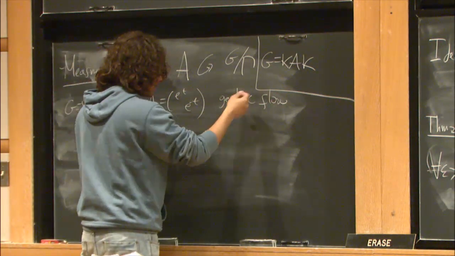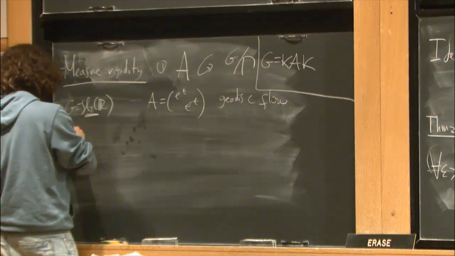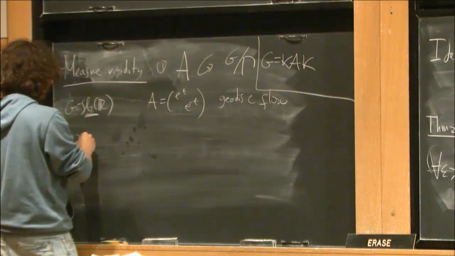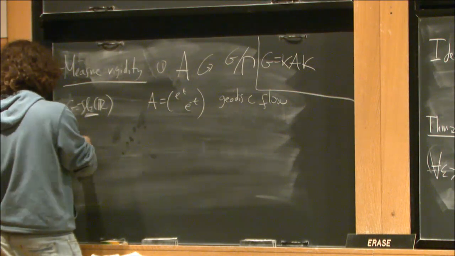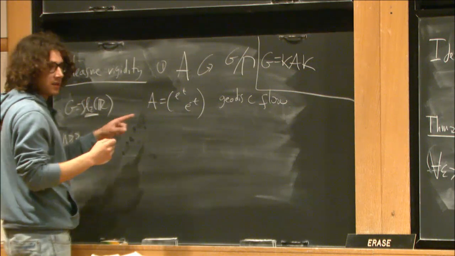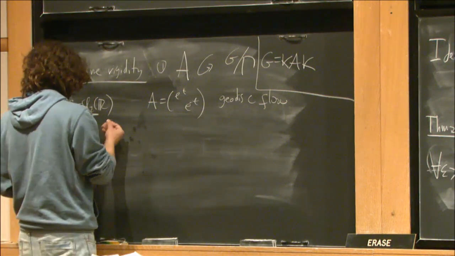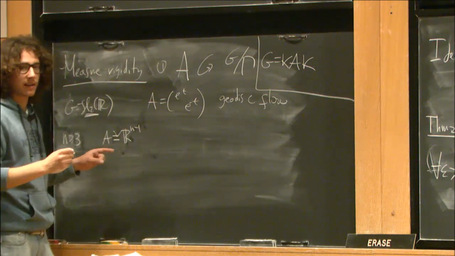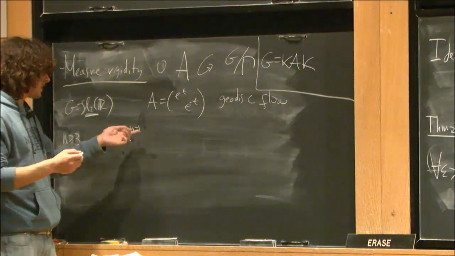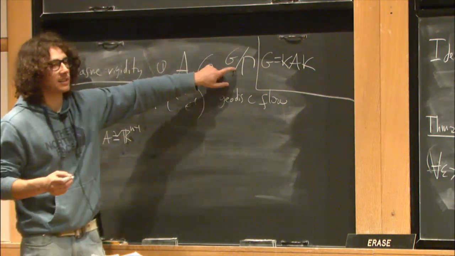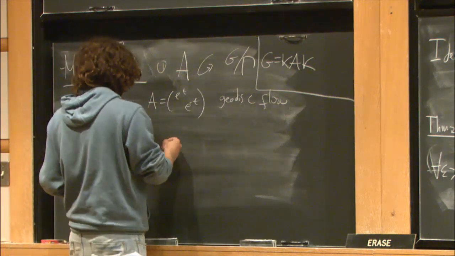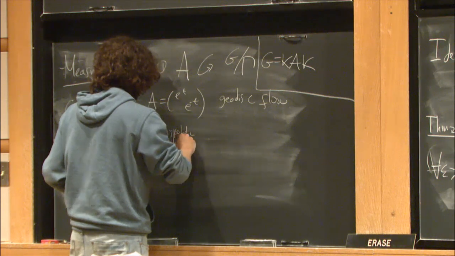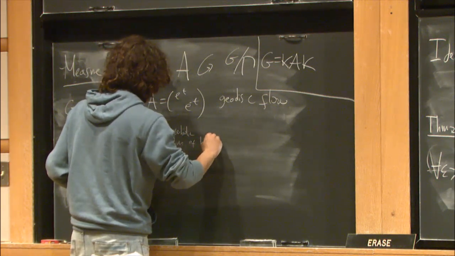So this has a hyperbolic behavior, but when n is greater than or equal to 3, then A is a higher rank abelian hyperbolic action. So any element of A is going to be acting here. So it's a hyperbolic action of higher rank.